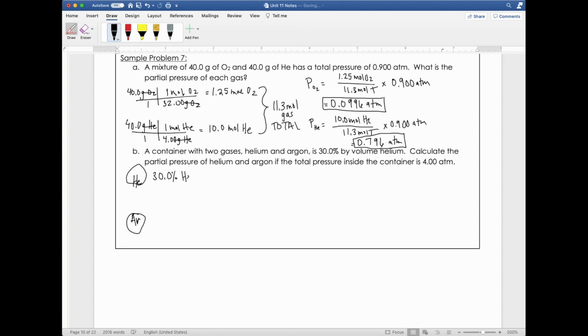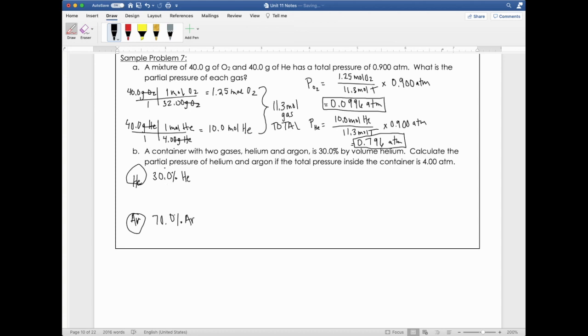by volume helium. So if the only other gas is argon in this system, I don't know what that pink thing is right there. That's interesting. This must be 70% argon by volume because there's only one other gas in there. So if I want to know what is the partial pressure of each gas, all I have to do is just multiply that value by 4.